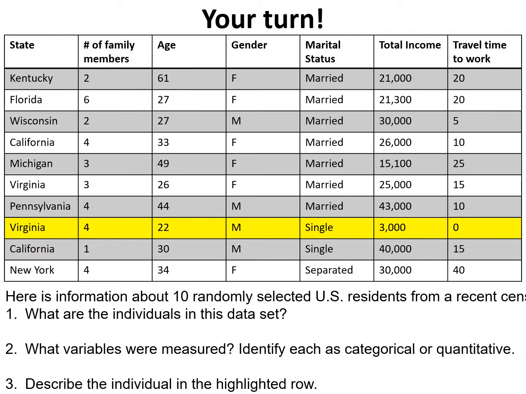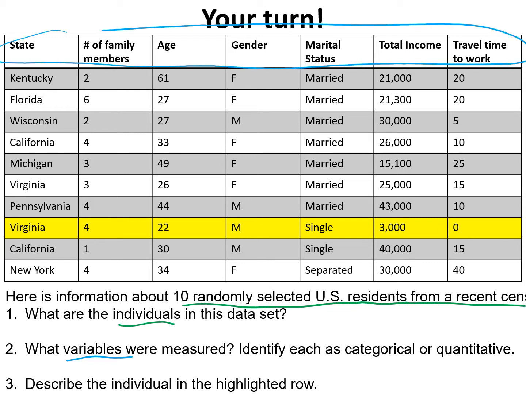All right, I want you to pause the video and try answering these three quick questions about this data. All right, so who are the individuals in this data set? The individuals in this data set are the 10 randomly selected U.S. residents from a recent census. What were the variables measured? The variables measured were these up top: the state, number of family members, age, gender, marital status, total income, and total time to work.